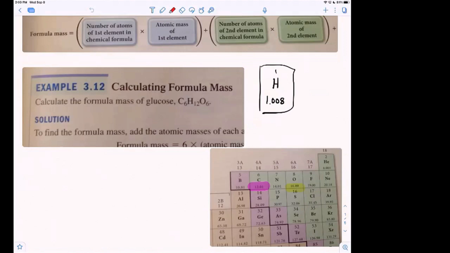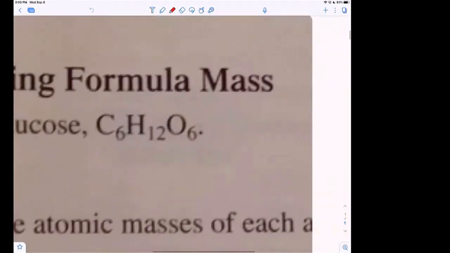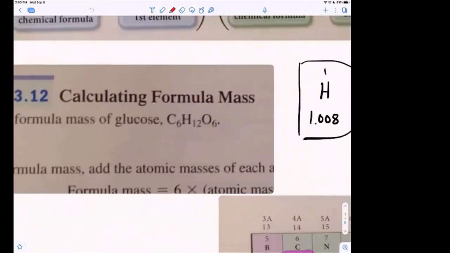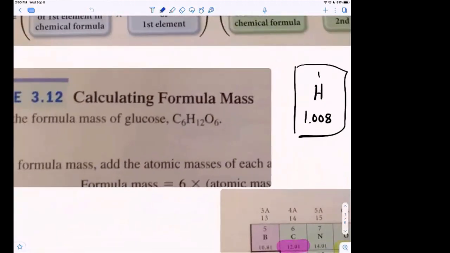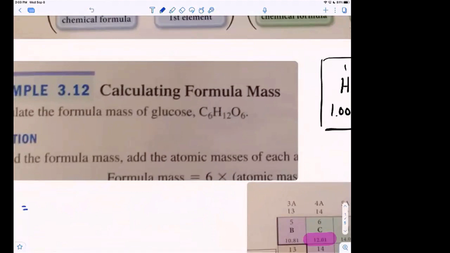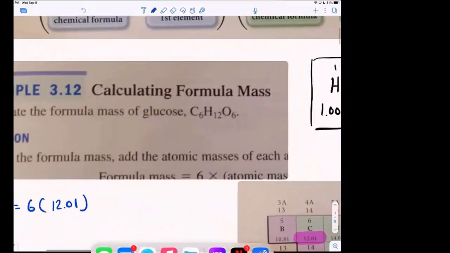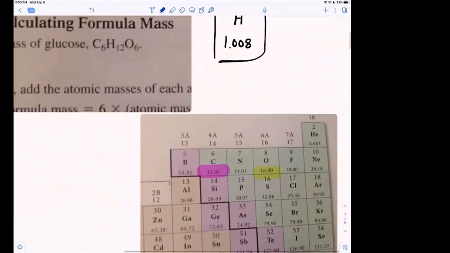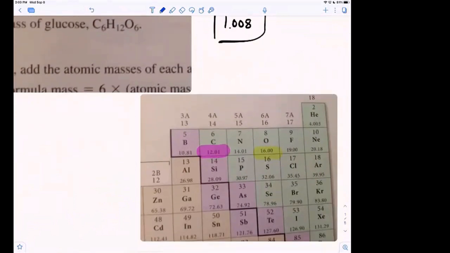So what is the formula mass for glucose? You look at this formula for glucose, C6H12O6. The subscripts tell you that there are 6 carbons. So the way that you figure out the moles of this, you start off with 6 carbons, and carbon is 12.01 grams per mole. You get that from the periodic table. Here is a picture of the periodic table. Notice carbon here at the bottom, 6 protons, 12.01.